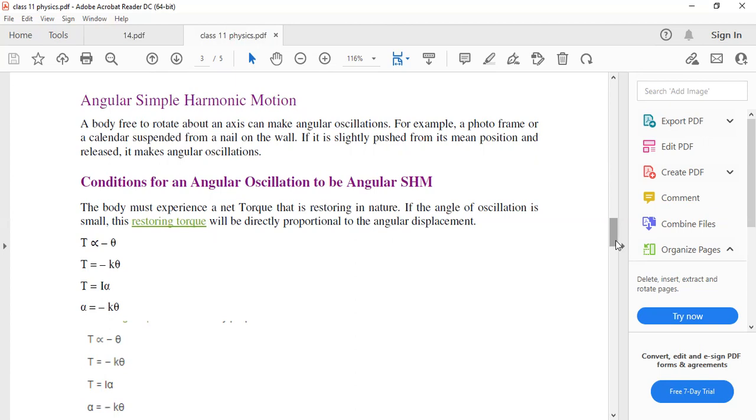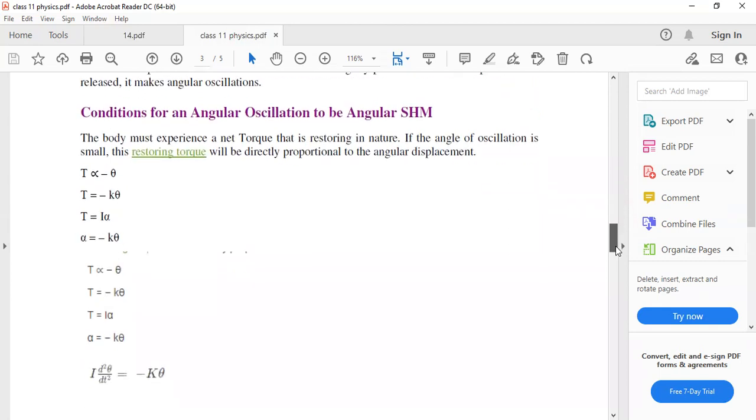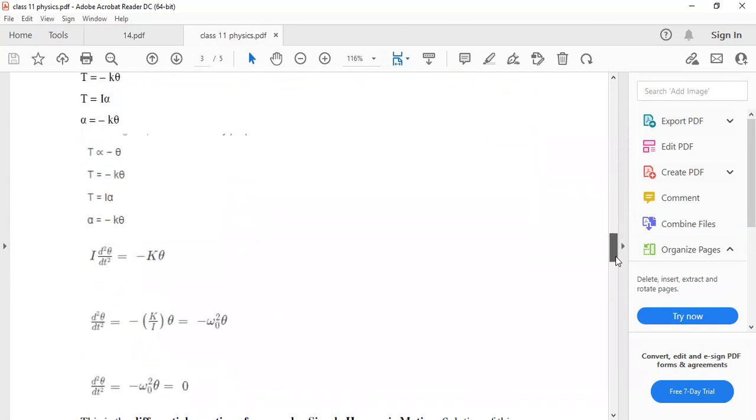And also we all know that T is also equal to I alpha. So we can say that I alpha will be equal to minus k theta. Okay. T proportional to minus theta, T equal to minus k theta, T equal to I alpha, I alpha becomes minus k theta. And we all know that alpha equal to d2 theta upon dt square.